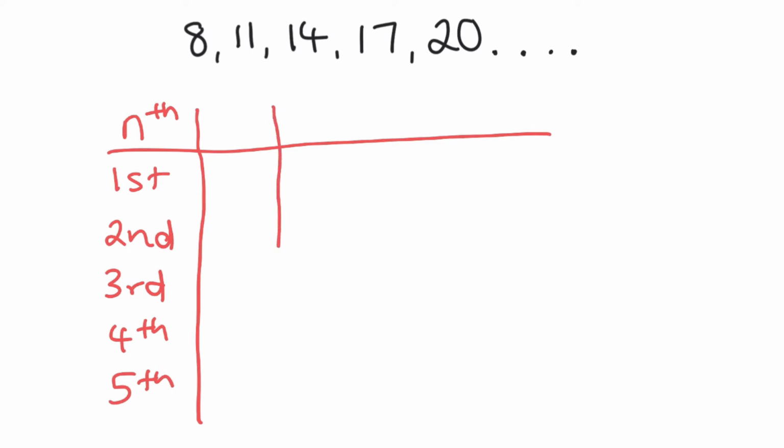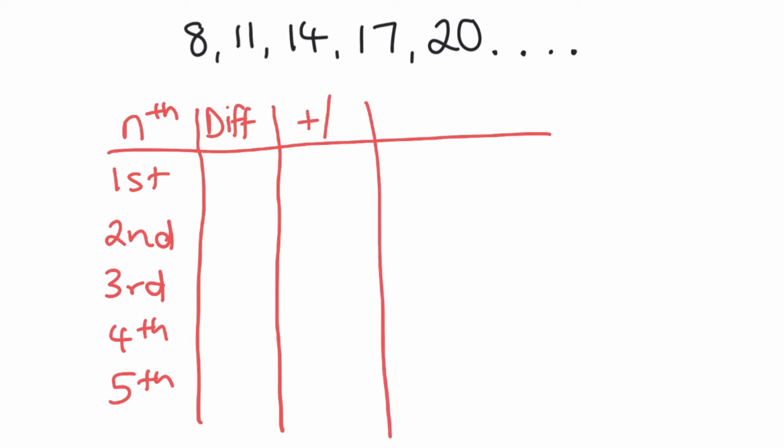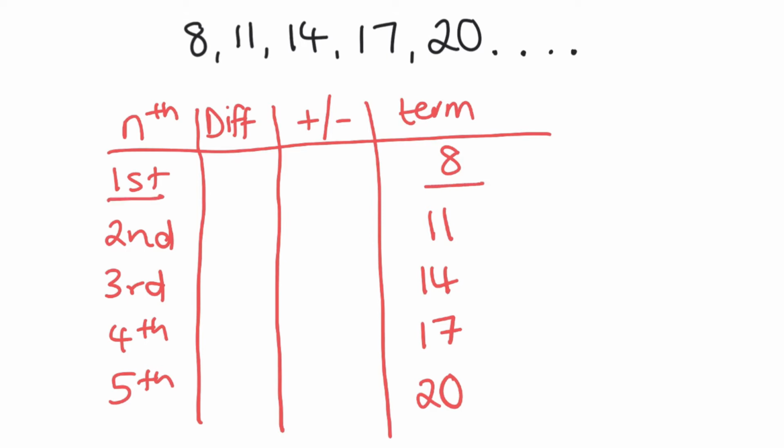Our next column is going to be the difference between our terms. Our next one is going to be plus/minus, and our last column is going to be the term itself. So the first term is 8, second term is 11, third term is 14, fourth term is 17, the fifth term is 20. So we need to get from 1 to 8.